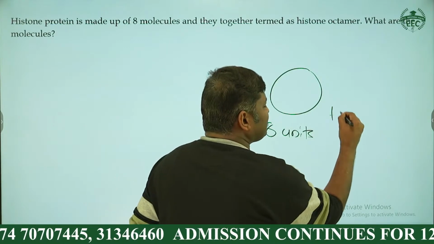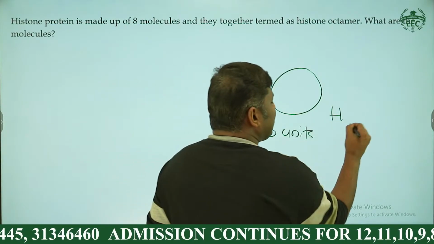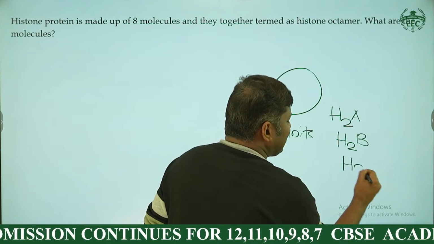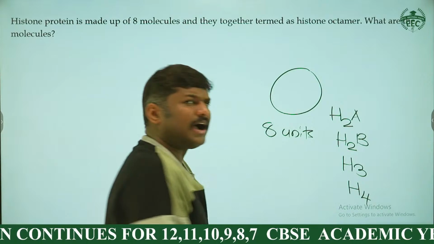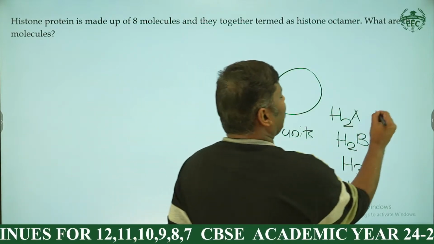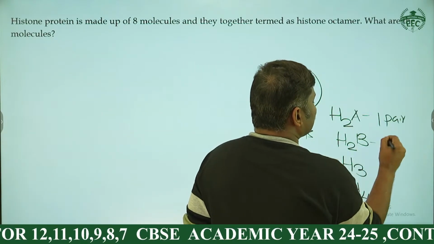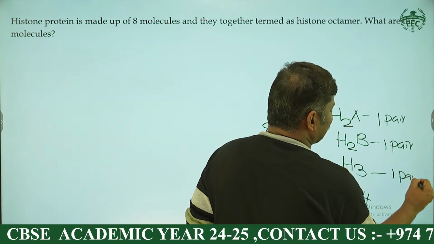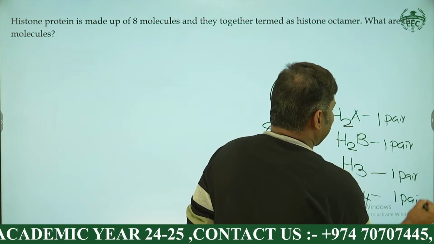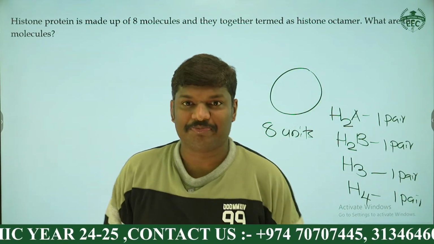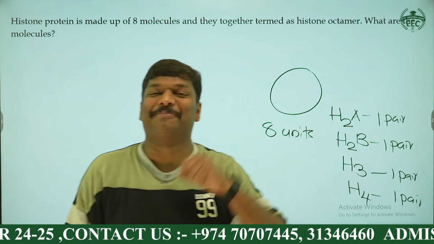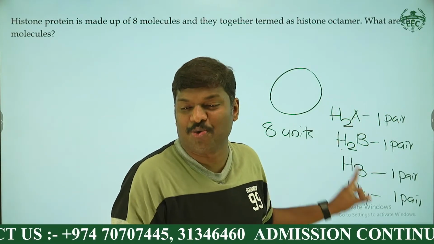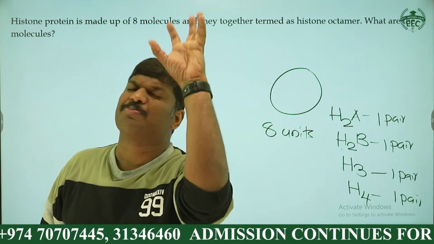What are they? One unit is called H2A, another one H2B, another one H3, and the last one H4. I mentioned only 4, right? But you know all are in pairs. H2A 1 pair, H2B 1 pair, H3 1 pair, my dear students, and the last one H4 1 pair. Sorry, a total of 4 pairs, that is 8 in number, my dear student. So here you can see 2 H2A, 2 H2B, 2 H3, 2 H4, total 8 units, 8 molecules called what?